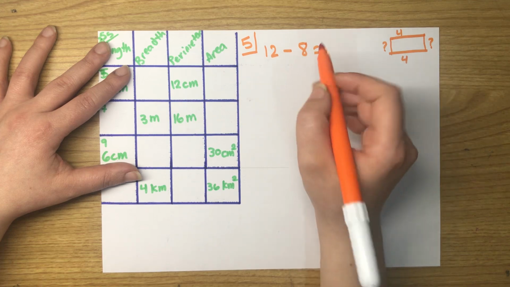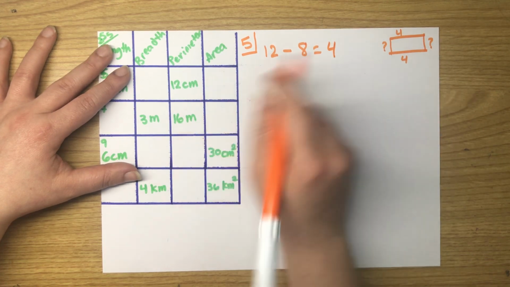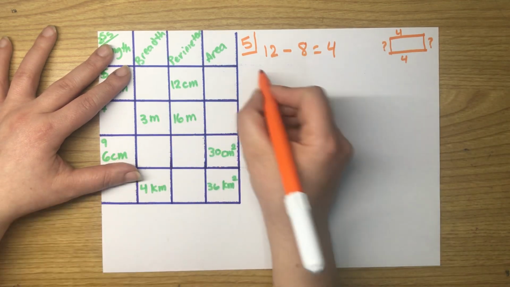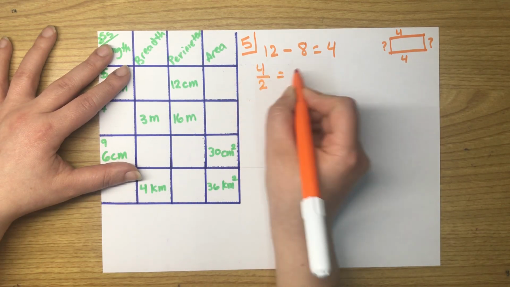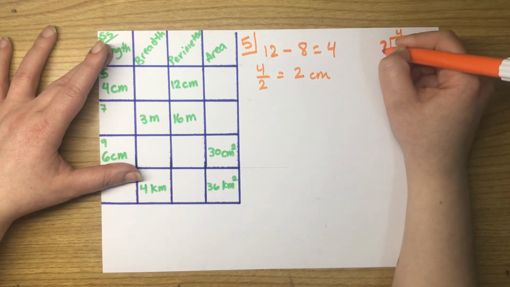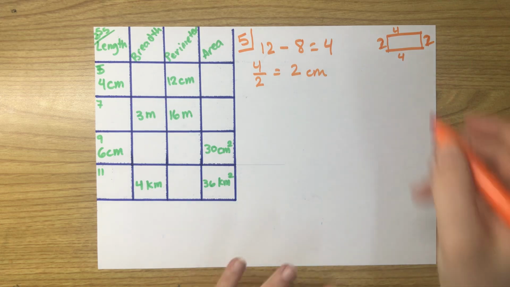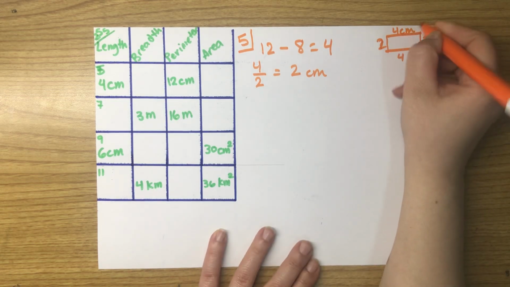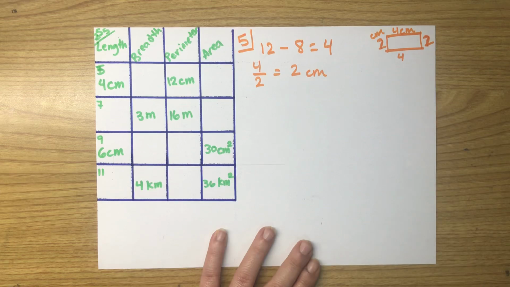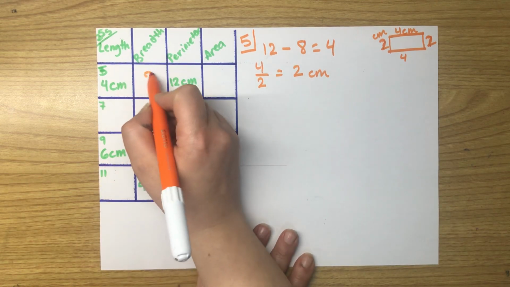12 take away 8 equals 4. So 4 is going to be for the two of these breadths. So 4 divided by 2 is going to be 2 centimeters long. So this one is 2. This one another 2. Okay? The unit is centimeter for each side. So the breadth here is 2.